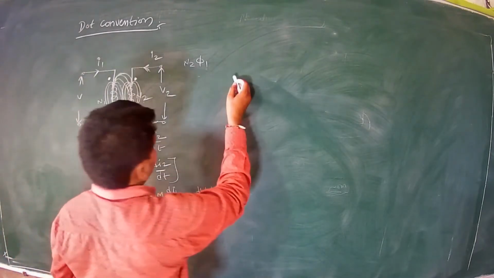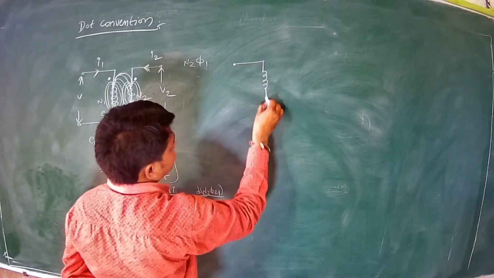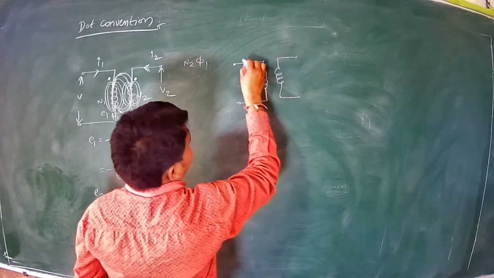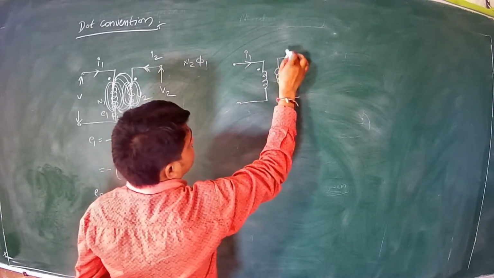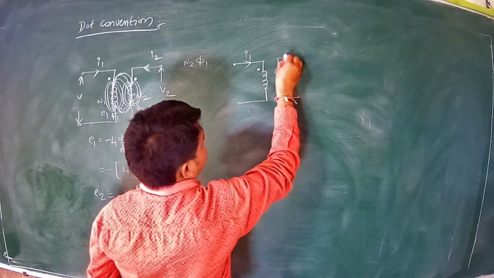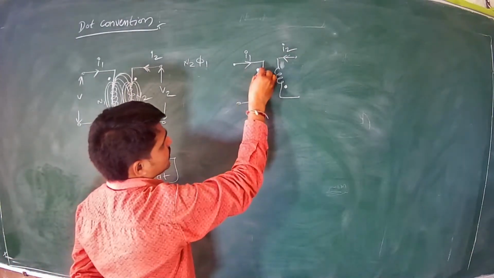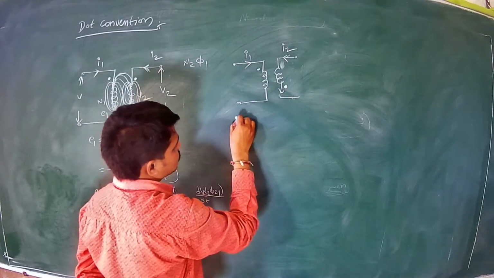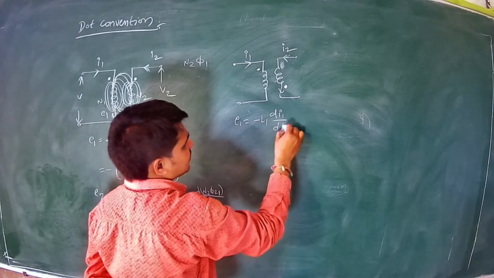Now let me take another example, example number 2. Here the current I1 is entering the dot. Let us say the dot is here like this, and the current is here like this. Now see, current is entering the dot in this coil, but current is leaving the dot in the second coil. Therefore, E1 is equal to minus L1 into di1 by dt.